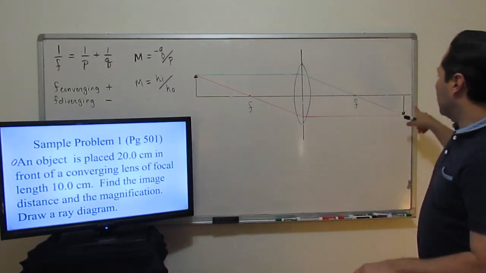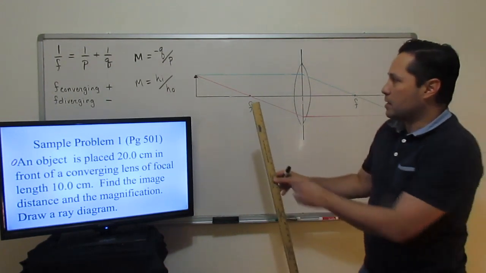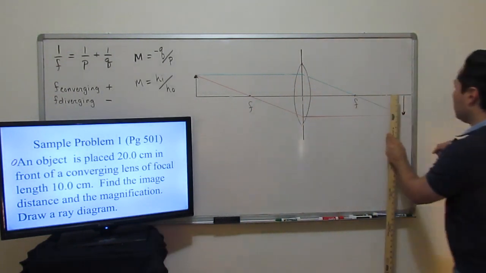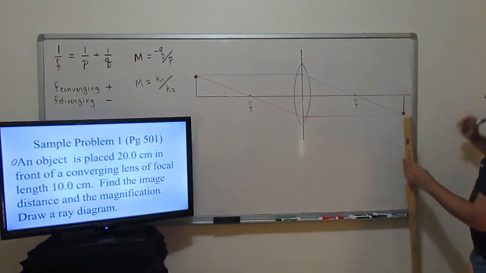That means that the image was upside down. It is, and it should be the same size. I made this one 4 inches tall, so you see the 4. And this one is also 4 inches tall. So there you have it.